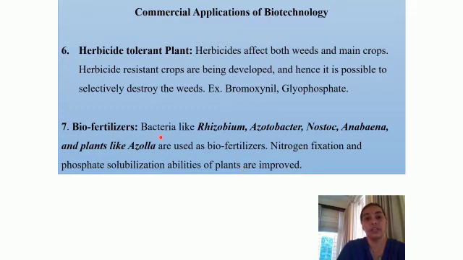So these bacteria like Rhizobium, Azotobacter, Nostoc, Anabaena are useful in this context. Along with that, we even have plants like Azolla that are used as biofertilizers. These bacteria bring about nitrogen fixation. They convert atmospheric nitrogen into nitrogen compounds and dissolve them in the soil, and these dissolved nitrogen compounds can then be taken up by the plants. Similarly, phosphate solubilization of the plant is also improved with the help of these bacteria.